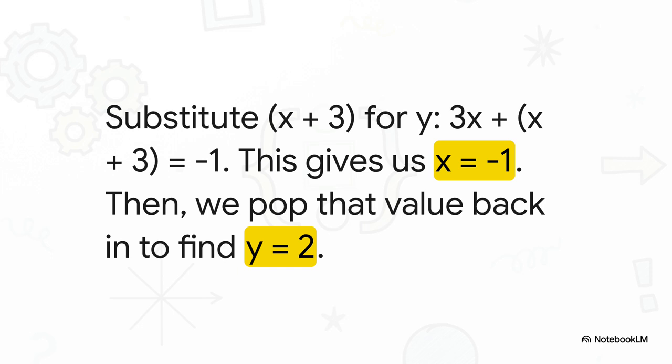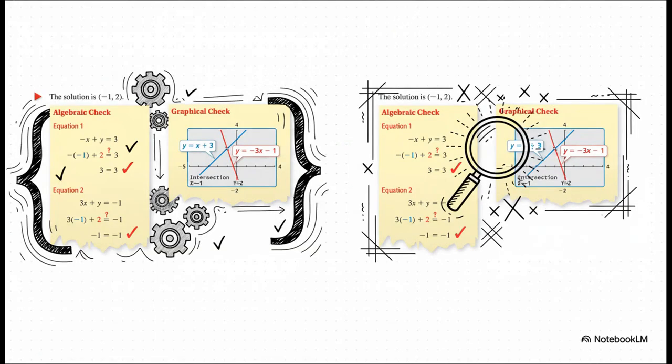For step 2, we take that x plus 3 and substitute it into the y spot in the second equation. We solve for x, and we get x equals negative 1. For step 3, we plug that negative 1 back into our easy equation. y equals negative 1 plus 3, which means y equals 2. See? Same process. So our answer is the point (-1, 2).